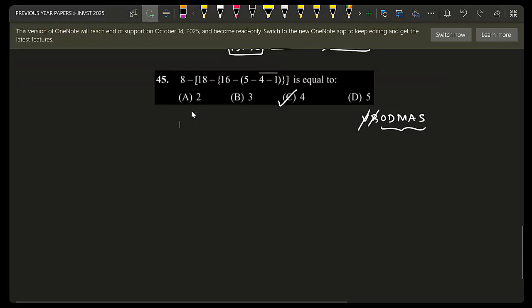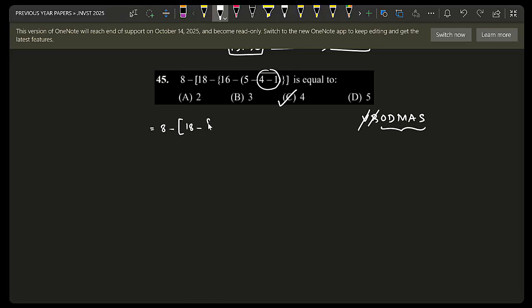Okay, sir. First one we have to do vinculum. That means we have to open this. What is 4 minus 1? 3. In this place we write 3. We'll be getting 8 minus square bracket 18 minus flower bracket 16 minus 5 minus, what is vinculum under 4 minus 1? 3. Right? Close, close, close.